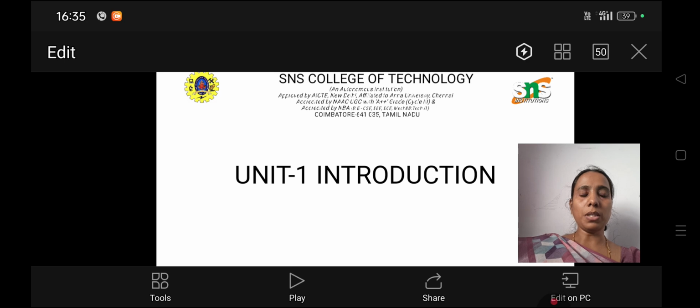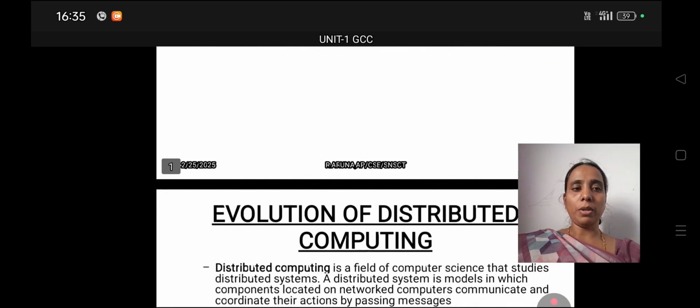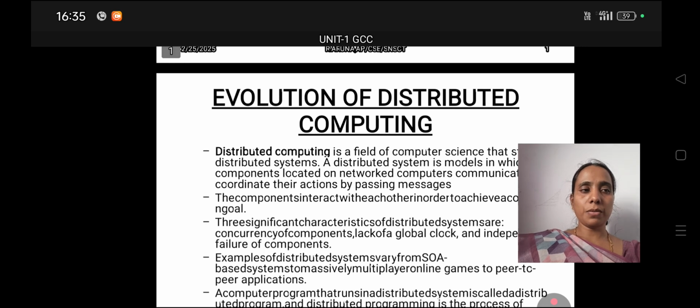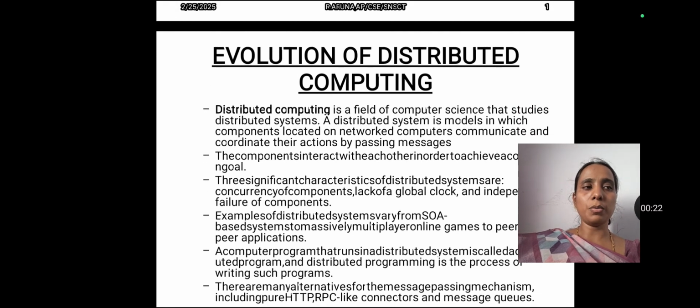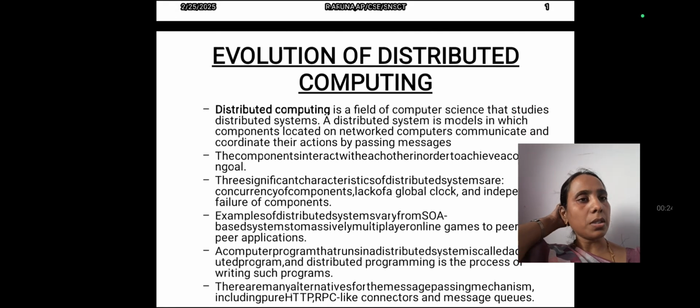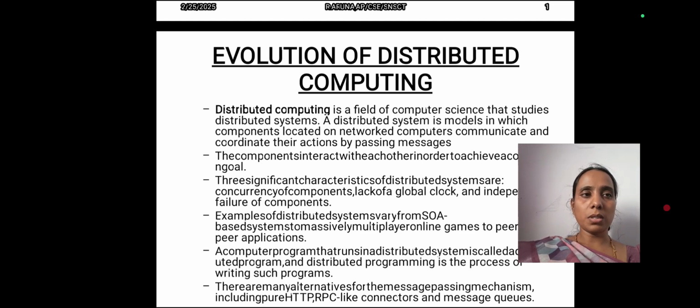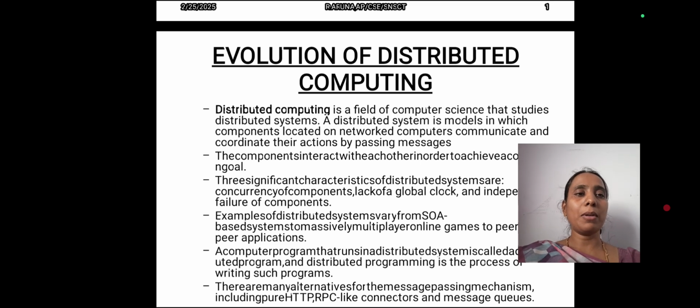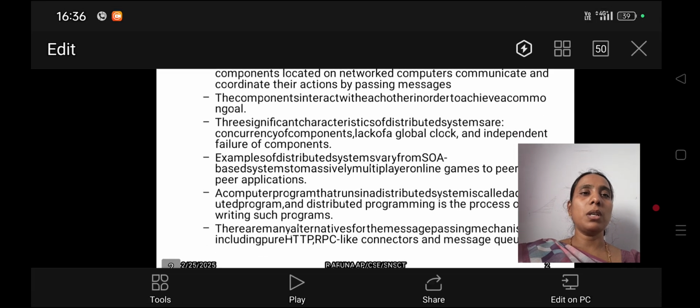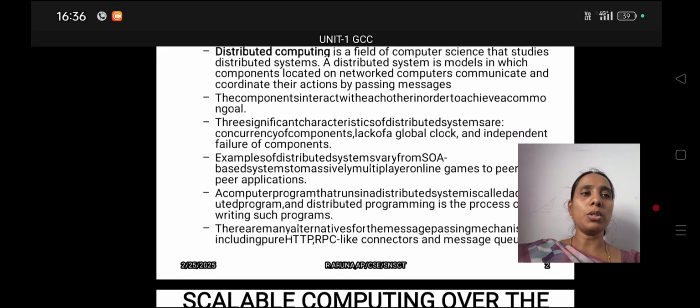Unit One: Introduction of Grid Computing. Subject introduction about the evolution of distributed computing. First of all, we have to understand what is distributed computing. Distributed computing is a field of computer science that studies distributed systems. A distributed system is a model in which components located on networked computers communicate across the network. We can also say that the components interact with each other in order to achieve a common goal.